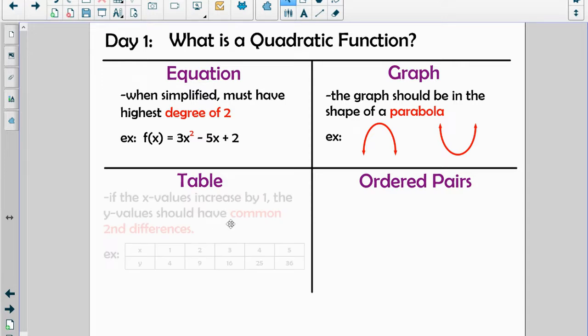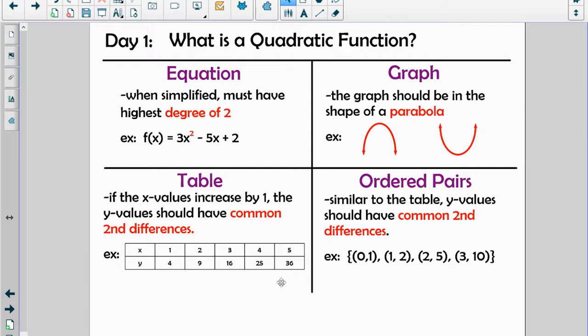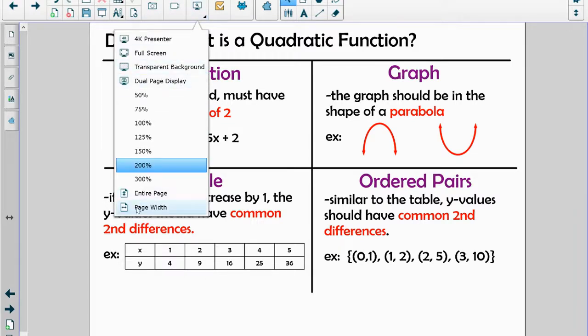Now, tables and ordered pairs are actually very similar in terms of the data that we were given. In a table, it's just a combination of x, y values. Same thing with a set of ordered pairs. So how do we tell if it's quadratic? By looking at just raw numbers, whether they're data in a table or data in the ordered pairs. So what we're looking for is we're looking at the second differences of the y values. Let me explain. I'm going to zoom in here first.